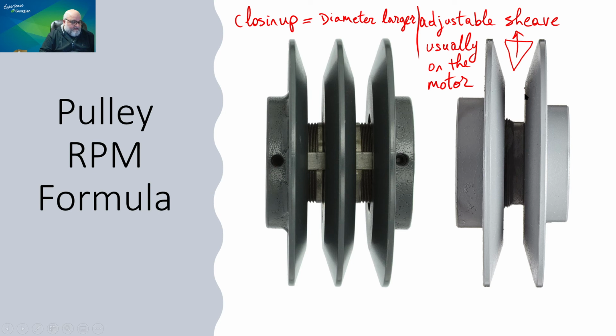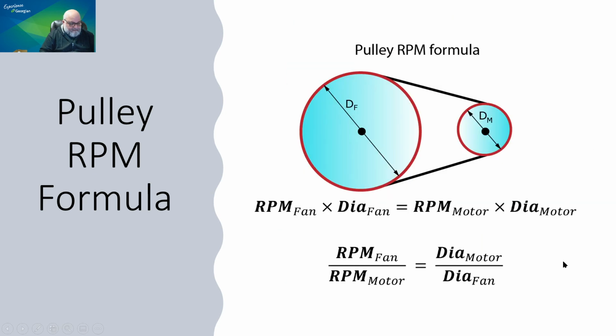So let's have a close look at the pulley RPM itself. This is what we call the motor pulley because it is usually smaller. And this is what we call the fan pulley because it's usually bigger. And then the belt between them. So what are we looking for? We're looking for the diameter of this pulley and the diameter of this pulley. And we're looking at the speeds.